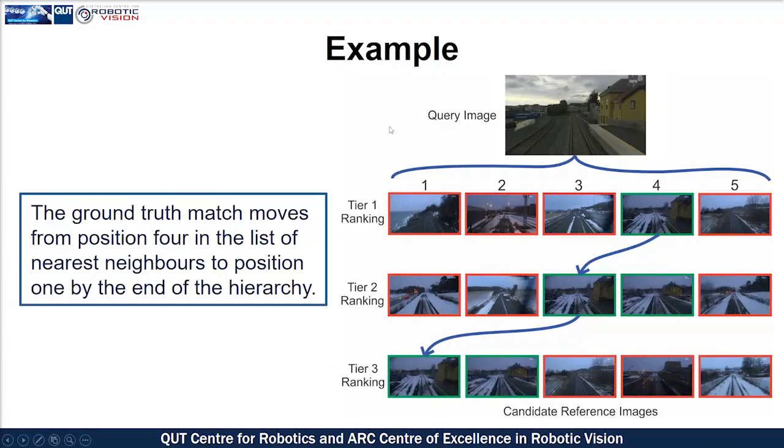Here we show an example query where the first tier of the hierarchy has identified the correct matching reference image at position 4 in the list of ordered references. As the hierarchy is progressed, the position of the match moves up the ordered list to position 1 by the end of the 3-tier hierarchy.